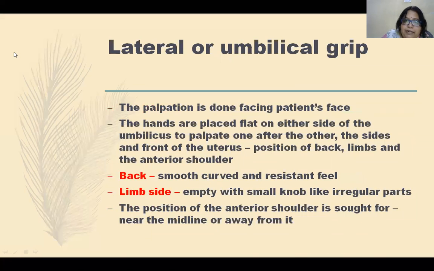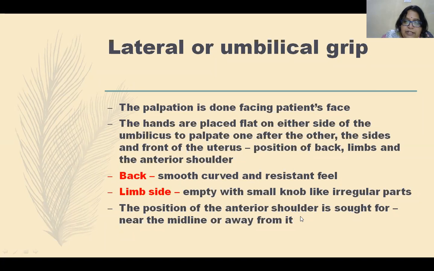Next is the lateral or umbilical grip, where the palpation is again done facing the patient's face, and the hands are placed on either side of the umbilicus to palpate one after the other. You have to palpate the sides and also the front of the uterus to note the position of the back, the limbs, and the anterior shoulder. The back is felt as a smoothly curved surface with resistance. On the limb side, small knob-like irregular parts are felt, and it is relatively empty.